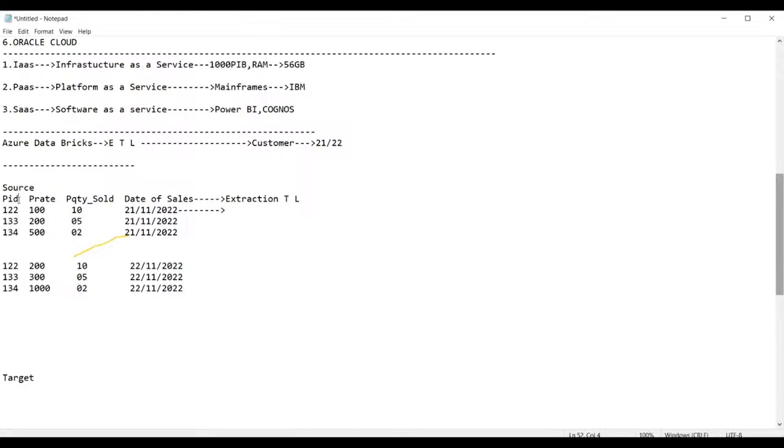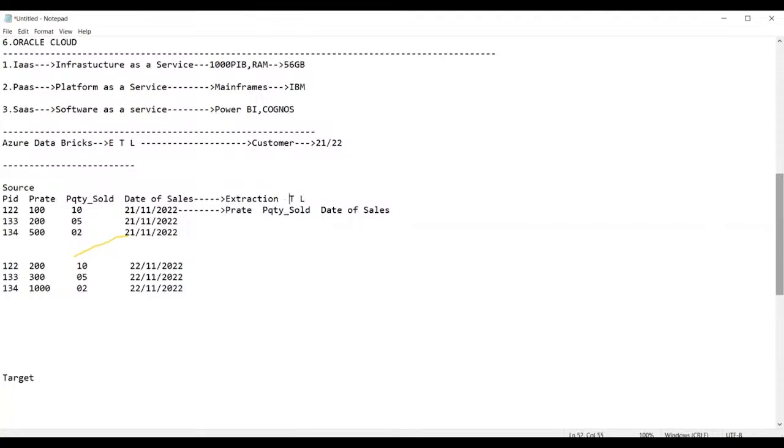Not required. Do you require the product rate? Not required. Quantity sold? Required. Date of sales? Required. So now, guys, I'm picking up these 3 columns. Picking up these 3 columns is the process of what? It is the process of extraction. Now the columns are picked up.